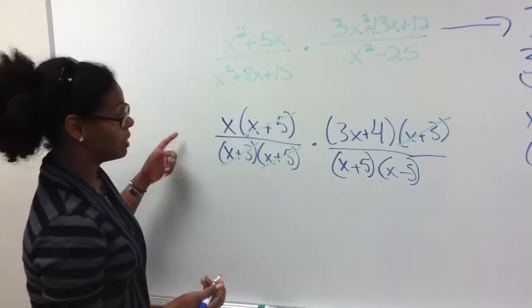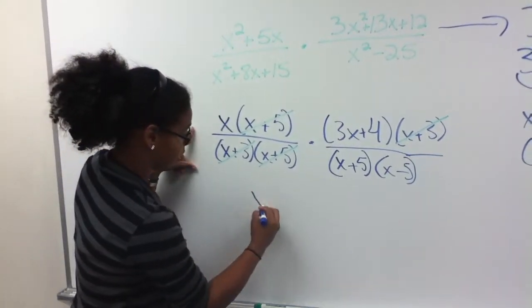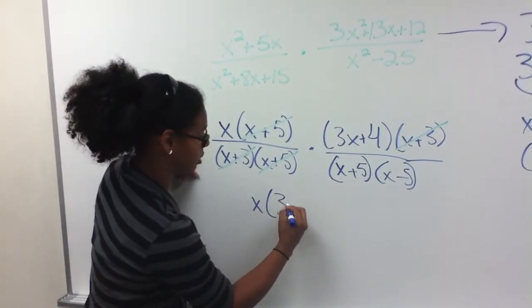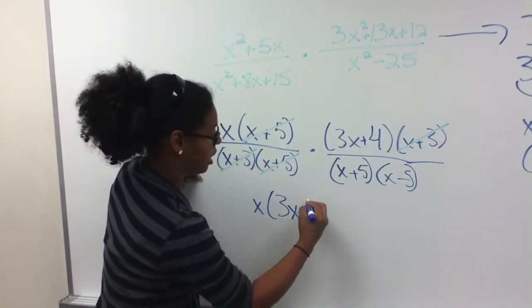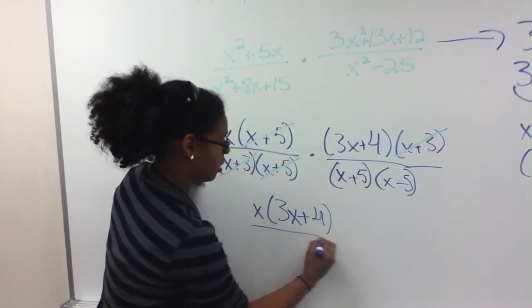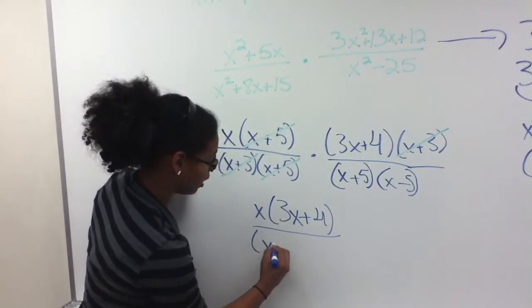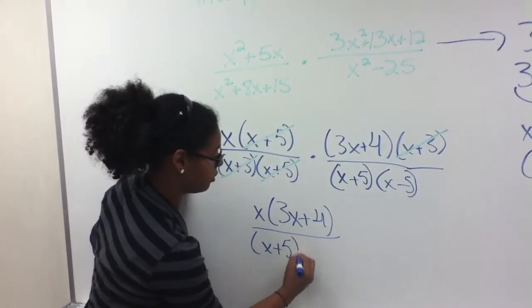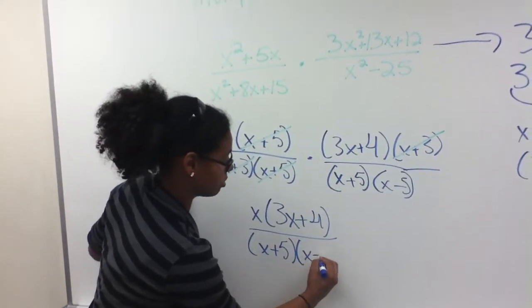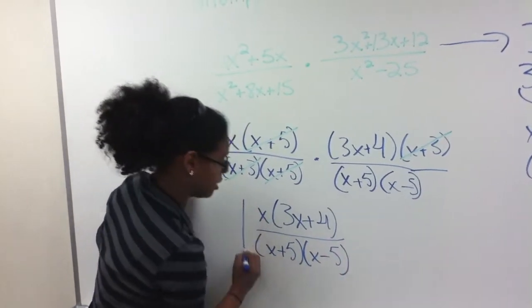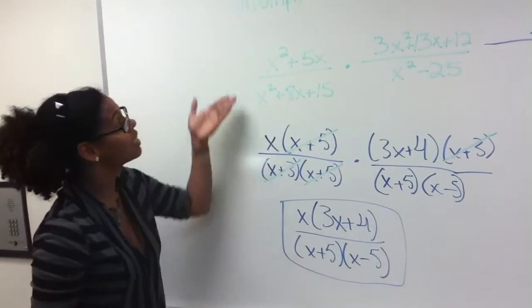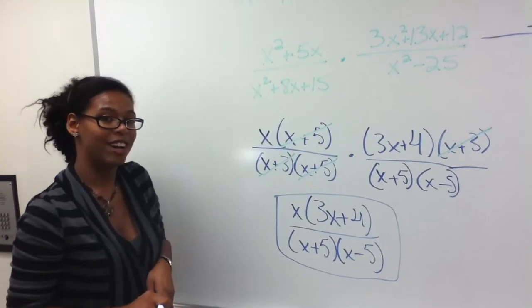So my final problem is going to turn into x times the quantity 3x plus 4 over x plus 5 times the quantity x minus 5. And this will be my final answer. And that's how you multiply these two fractions. Enjoy!